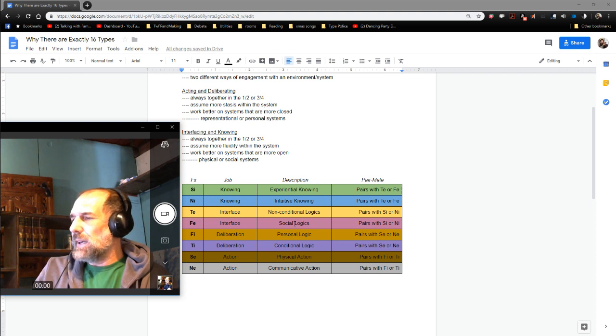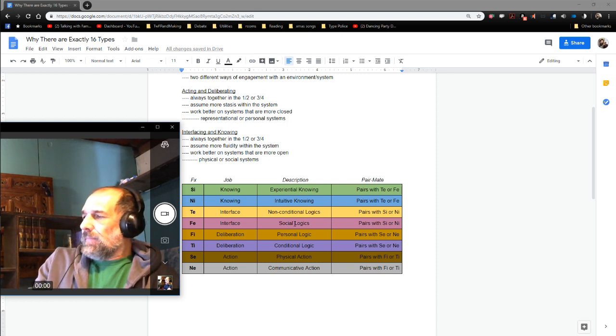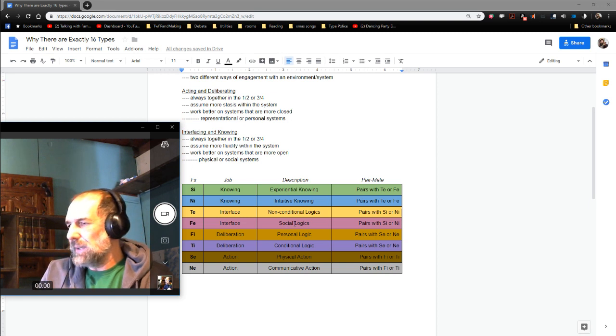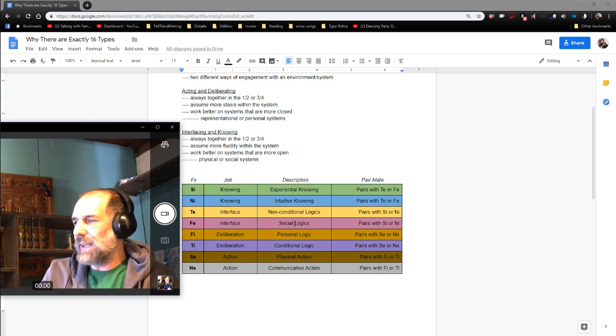FI is deliberation on a personal logic. Is this important to me? It's an interested calculus. And it always pairs with SE or NE. And TI is a deliberation function. It's conditional logic. It's the logic of argumentation, the sort of logic I'm trying to use right now in making this thing. And we'll see how this document and this video is an example of what I'm trying to get at here in short order.